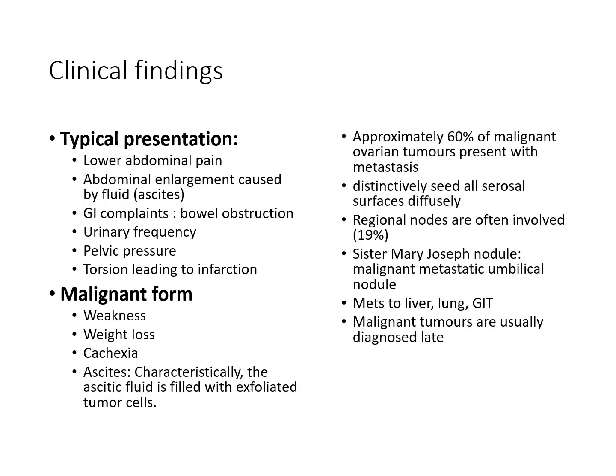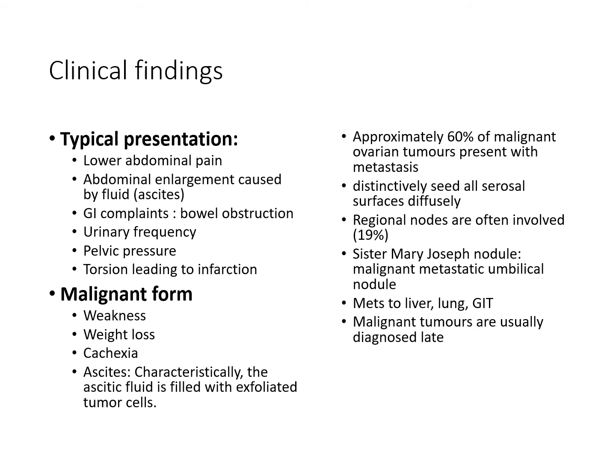The typical presentation of the ovarian epithelial tumors are lower abdominal pain, abdominal enlargement caused by fluid and the tumor, gastrointestinal complaints such as bowel obstruction, urinary frequency, pelvic pressure, and torsion. The malignant form may present with weakness, weight loss, cachexia, and ascites.